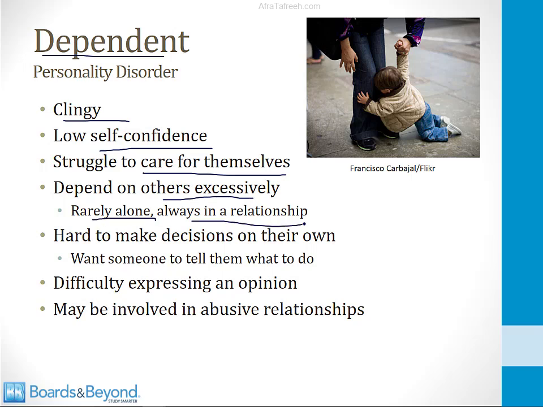They're always in a long-term relationship. They have trouble making decisions on their own because they want someone else to tell them what to do, and they have difficulty expressing an opinion. You probably know people who have some of these features, but the features are more severe and more dysfunctional in a patient who has actual dependent personality disorder.